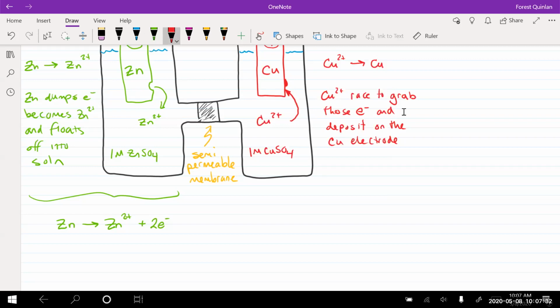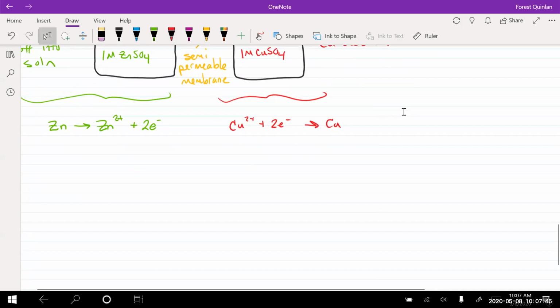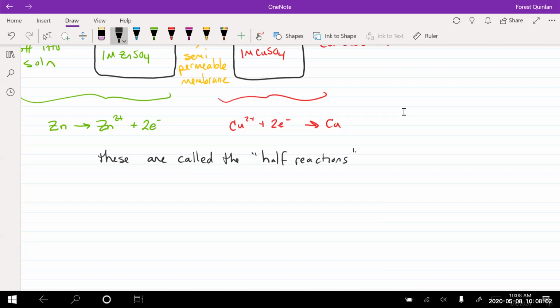On the other side, we had the copper gaining those 2 electrons and becoming solid copper. These are what we call the half reactions. These guys are the half reactions.